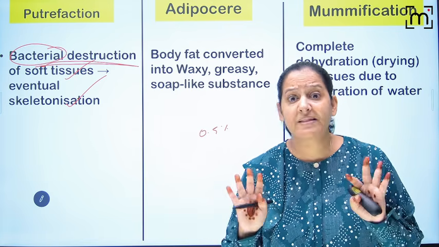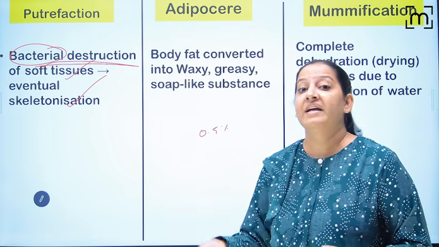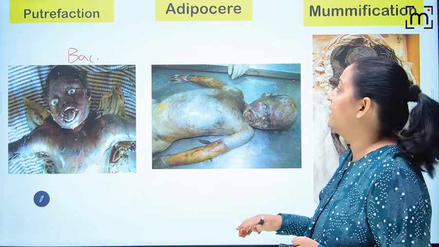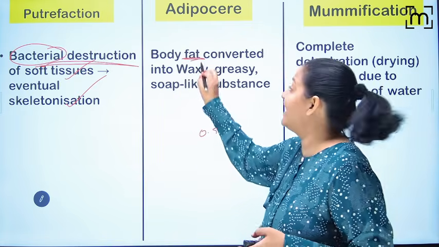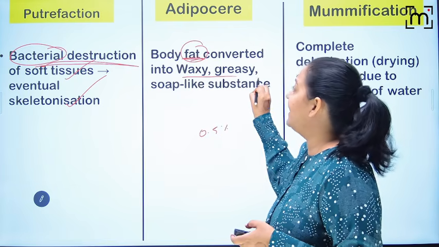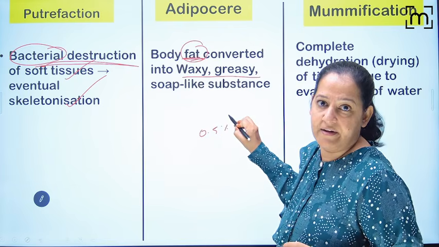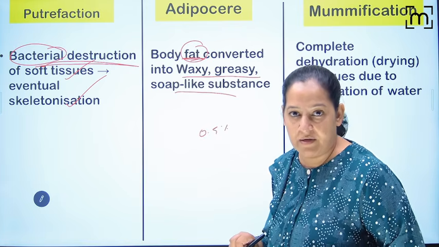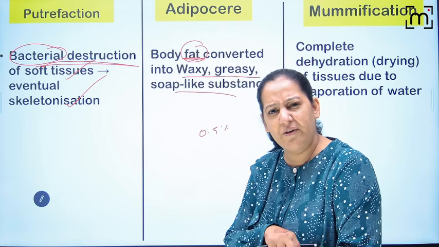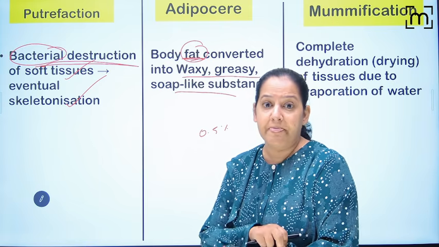But we all have some amount of fat in our body. That fat in the human body, body fat, after death gets converted into a waxy, greasy, water-resistant material. It is soap-like, you can say it is saponification. Have you read saponification in chemistry in your school time?